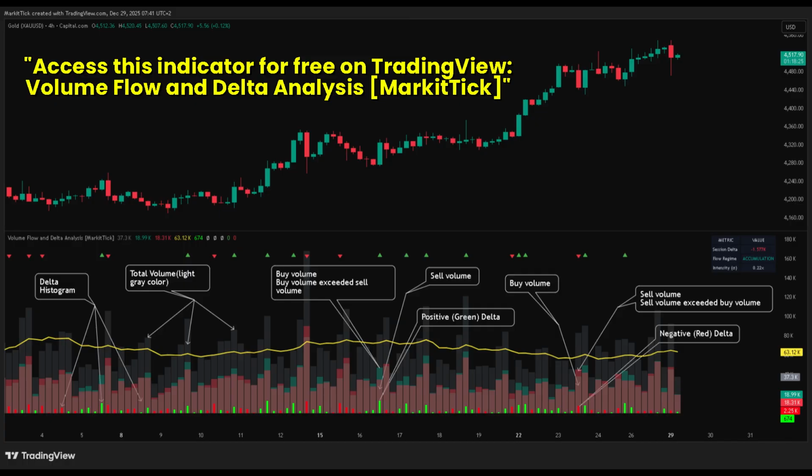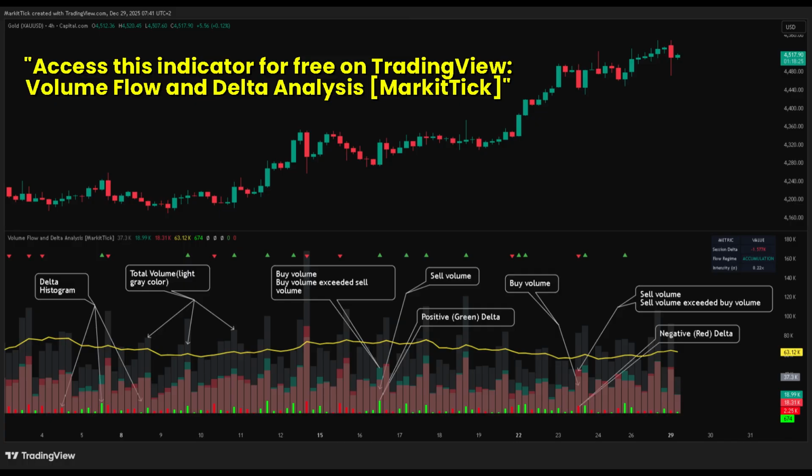Visual signals. The script plots triangle markers on top of the chart when the delta intensity exceeds the user-defined threshold. Up triangle, green, signals strong institutional buying pressure, delta threshold. Down triangle, red, signals strong institutional selling pressure, delta threshold.